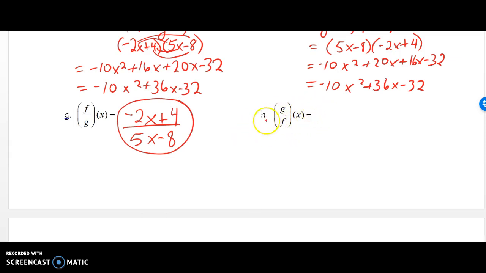Alright, so for h, we're just going to have basically the reciprocal of what we have in g. And that's it.